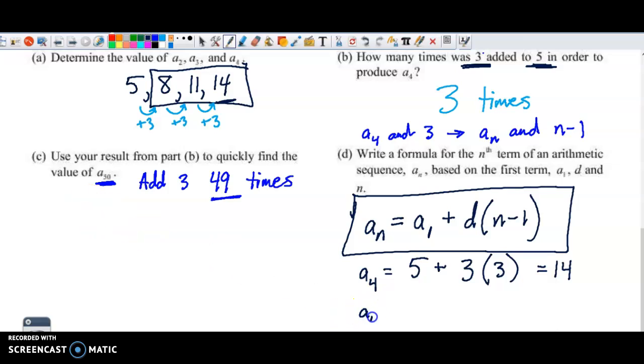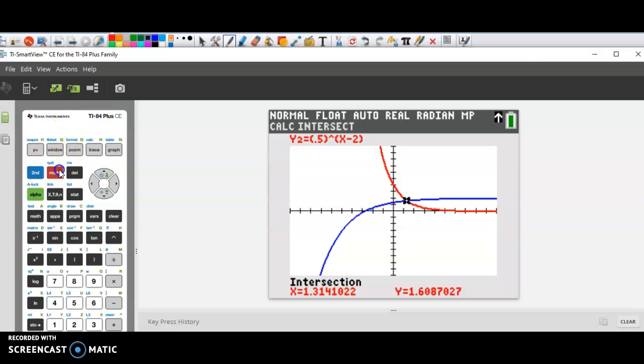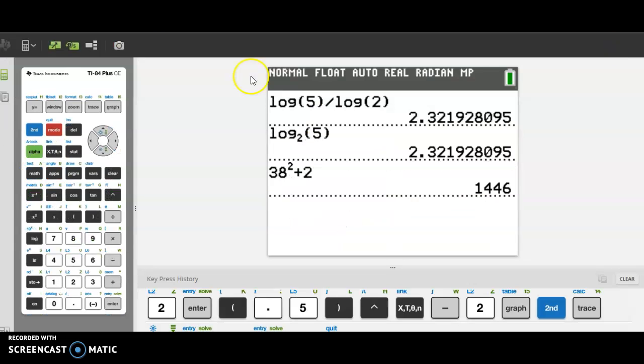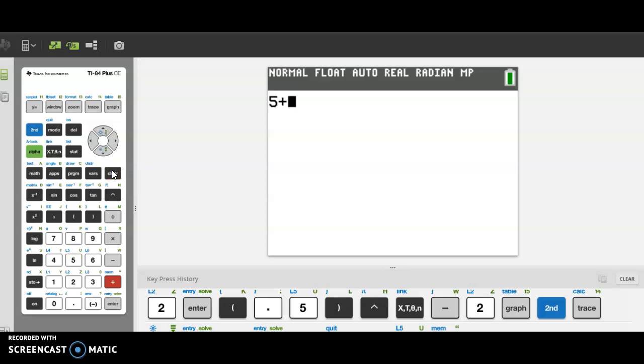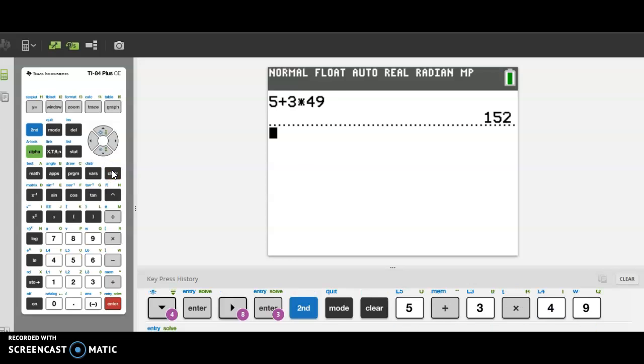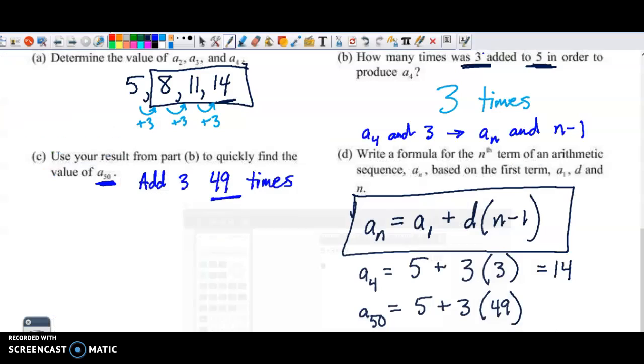So if I wanted you to figure out the a sub 50, which I guess I should have done over here, but I just didn't, it would be 5 plus 3 times 49. And where does 49 come from? Well, 49 is 1 less than 50. So if I used a calculator, I could just type that out. Oops, didn't realize my calculator was still here. 5 plus 3 times 49, 152 would be the correct answer. And that's the formula that we were supposed to figure out from section 1 that I told you I would just tell you the formula later on.